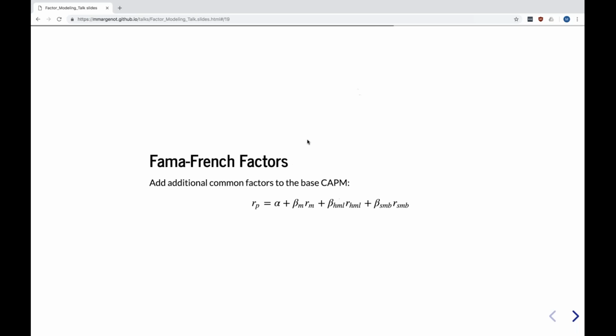So some extensions have been developed to this. There's the Fama-French factors, which adds a couple additional common factors to the base capital asset pricing model, most notably high minus low and small minus big. And this is high book to price ratio minus low book to price ratio and small minus big, which is small market cap minus big market cap. What this tries to get at is a little bit of growth and a little bit of the premium that you get for small market cap companies over large market cap companies.